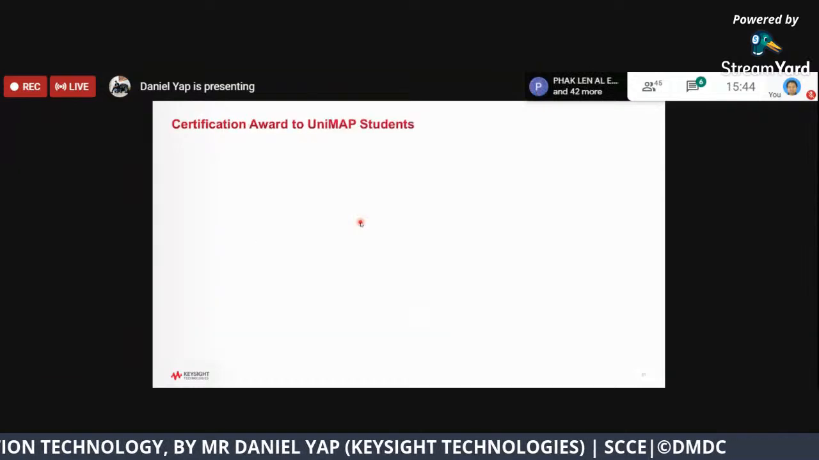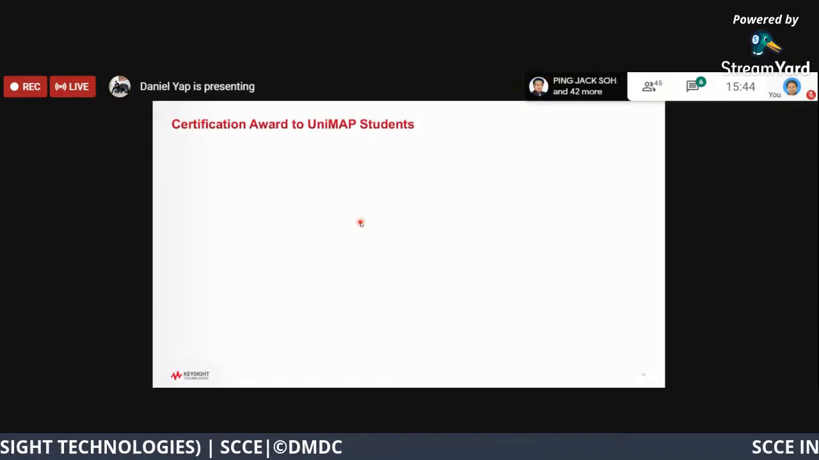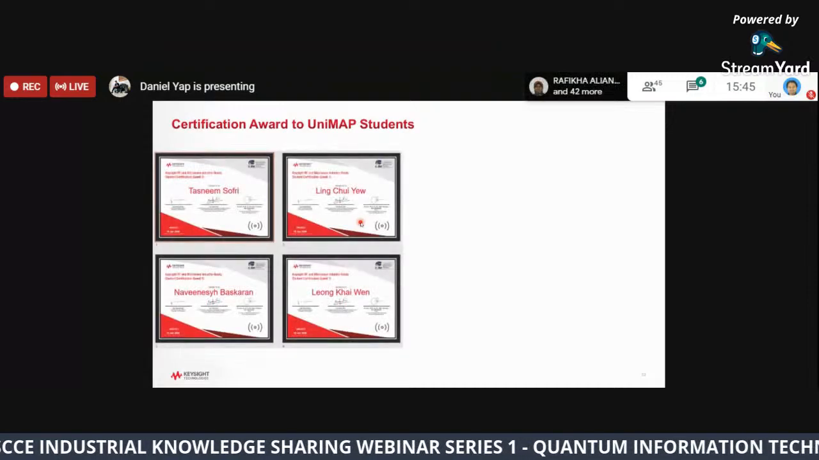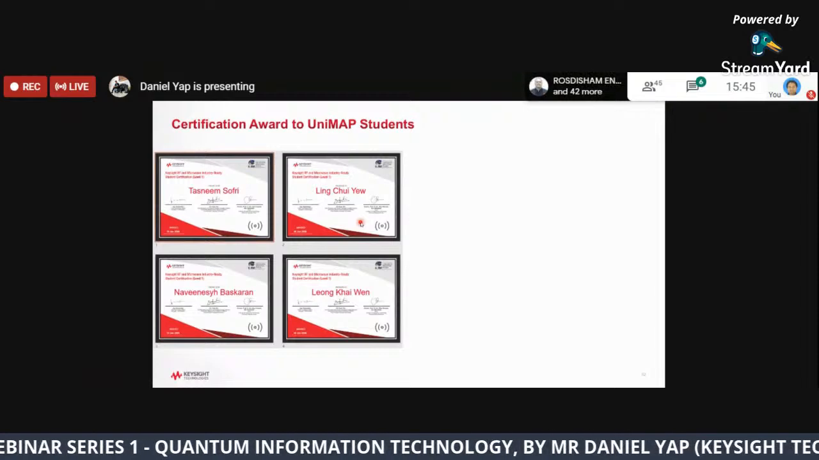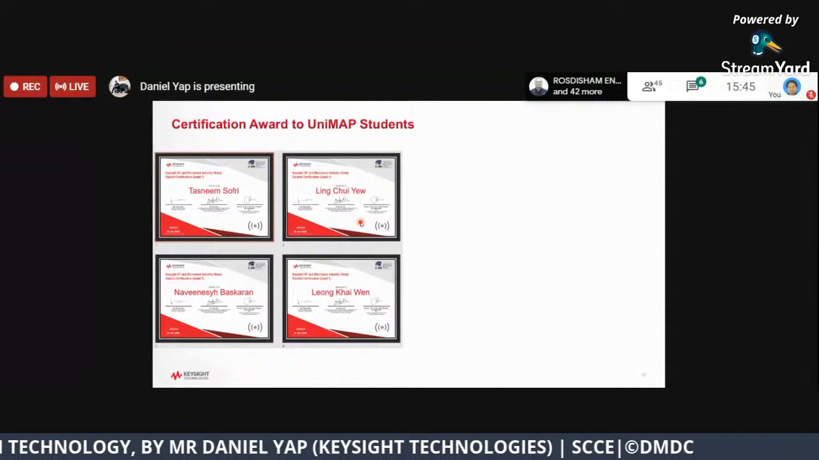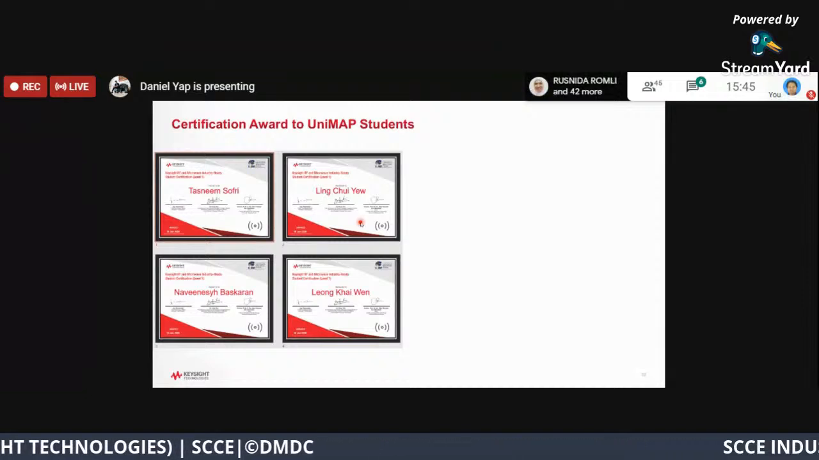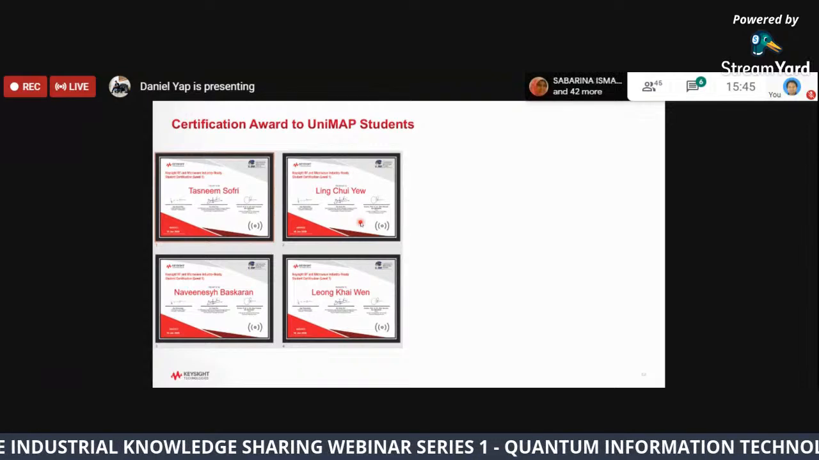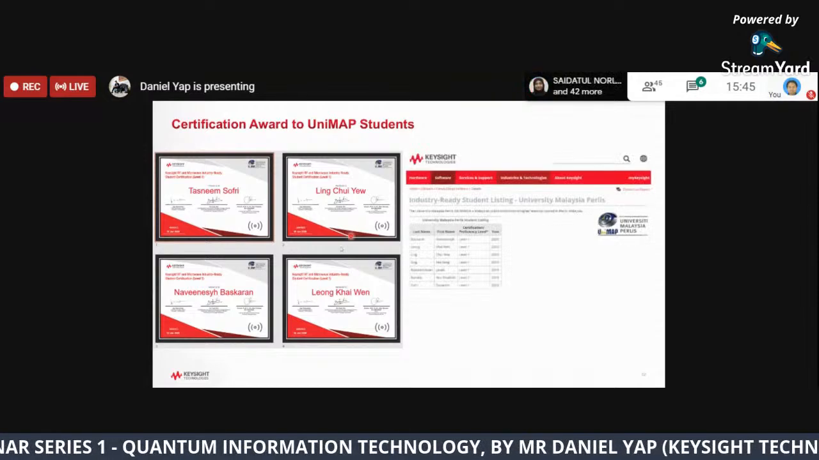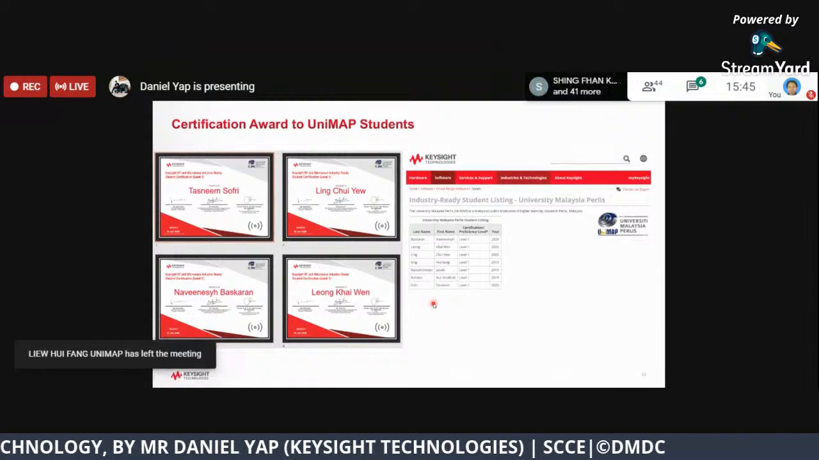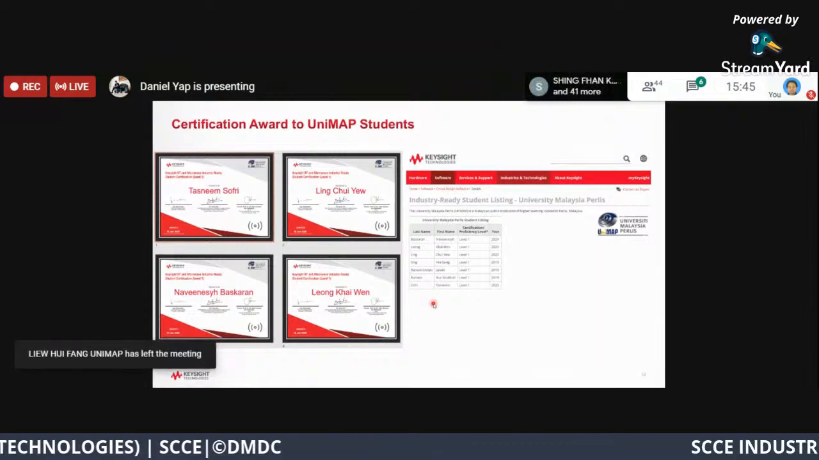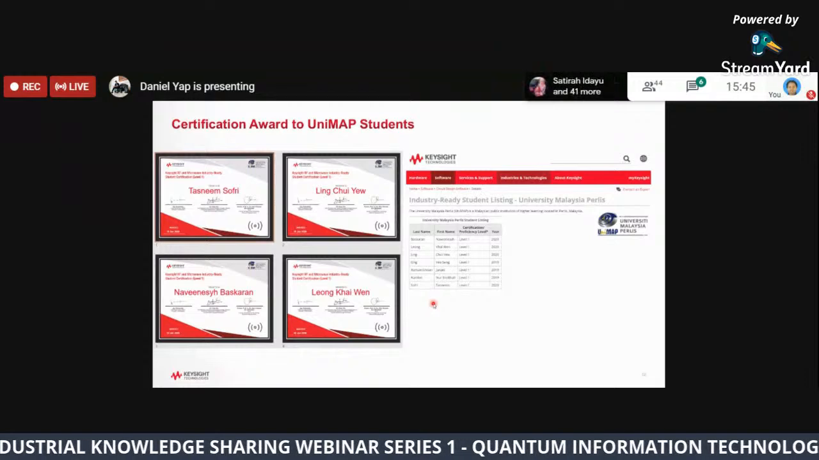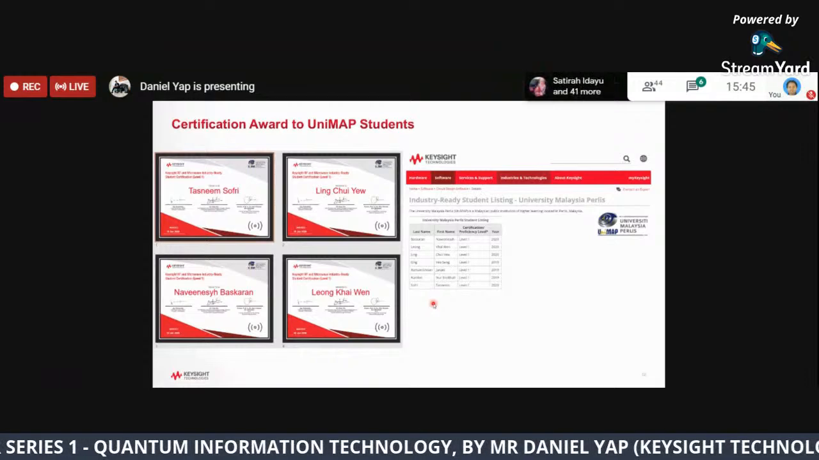Now, of course, I just want to show you some of the certificates that we have awarded to UniMAP students. We just recently awarded 4 students. These students are coming from FTK, UniMAP FTK. Of course, I heard from Dr. Azrimi, there are some candidates from SCCE right now. I'm actually very happy to hear that. I'm looking forward to seeing the names being submitted. And after that, we also publish your name here on our website. It is a very powerful statement to endorse the students, saying that these are good students. And we also promote students to other industries, our customers. If you want to hire the best talent, there is where to go.